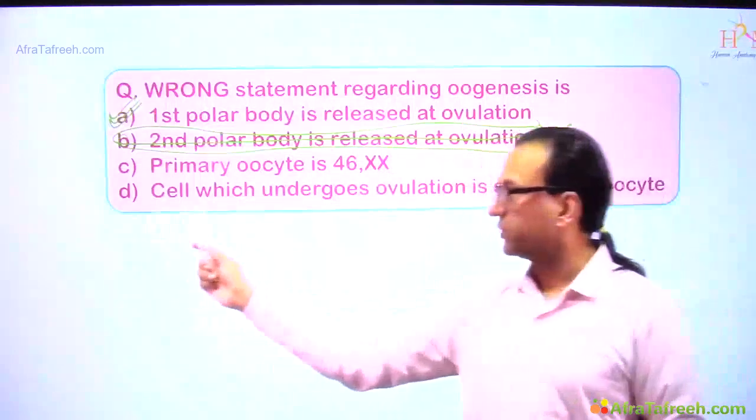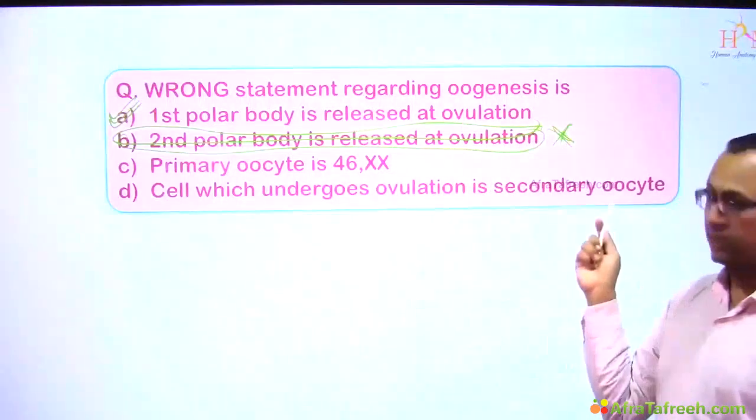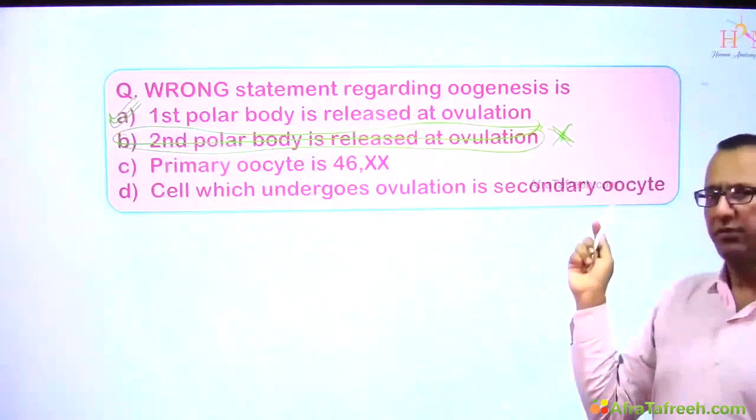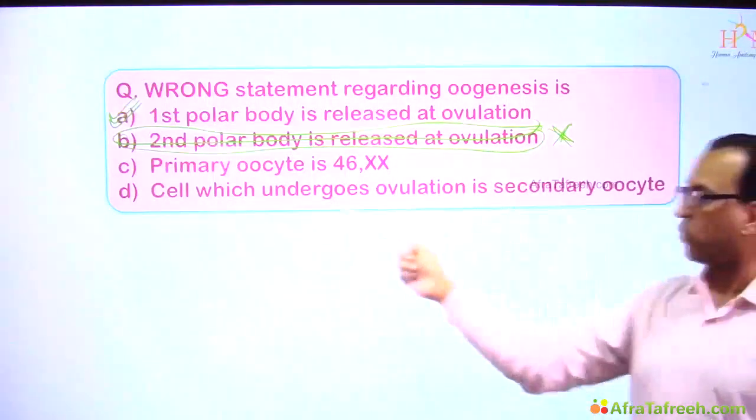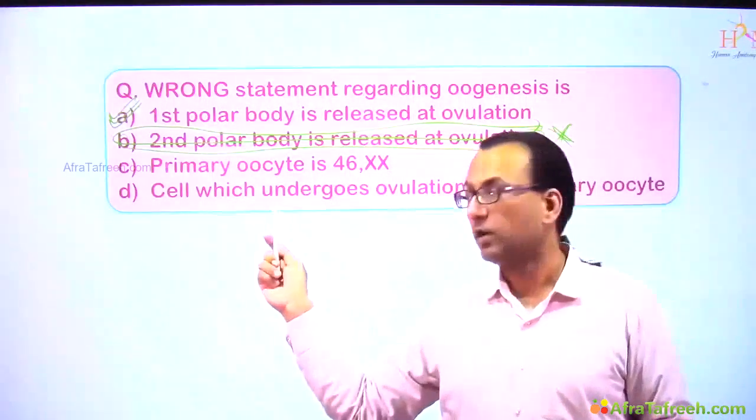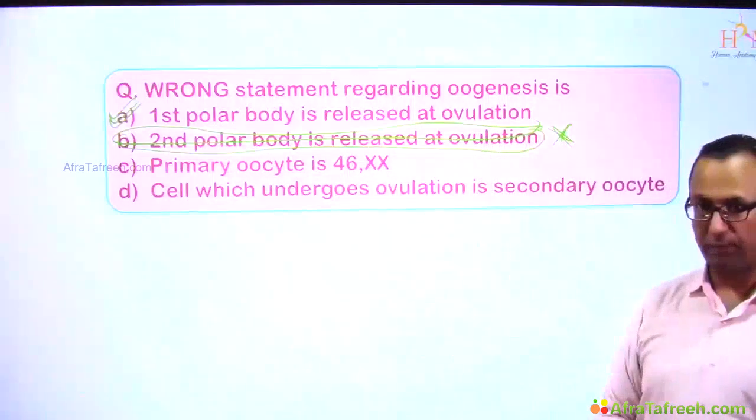And the cell which undergoes the ovulation is the secondary oocyte? Of course. It's the secondary oocyte that will undergo ovulation and will be fertilized by the sperm. So we'll keep our answer as choice number B there.